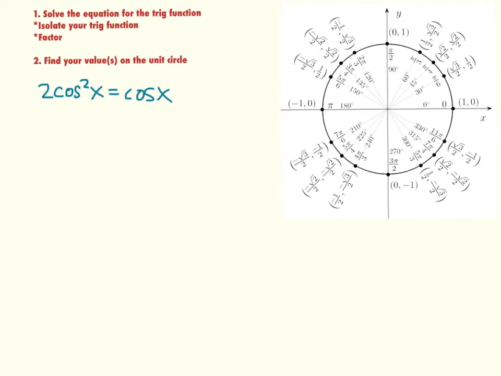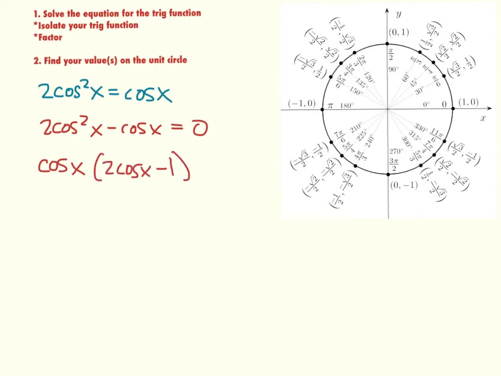Alright, next we have 2 cosine squared x equals cosine x. So again, we're dealing with cosine squared and a cosine. So let's get everything on the same side. 2 cosine squared x minus cosine x equals 0. I could do this problem just by factoring out a cosine x from each term. So I'm going to factor out a cosine x, and I'm left with 2 cosine x minus 1 equals 0. So now I set each of my factors equal to 0 so I can solve. Cosine x equals 0, and 2 cosine x minus 1 equals 0.